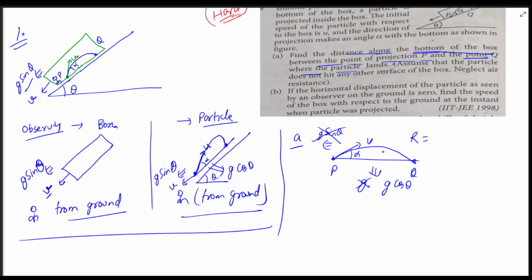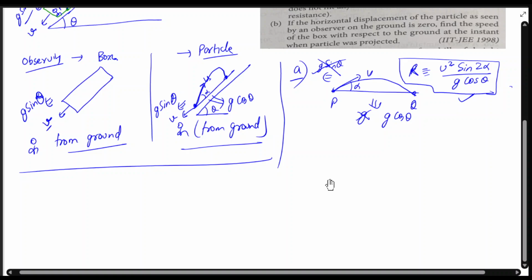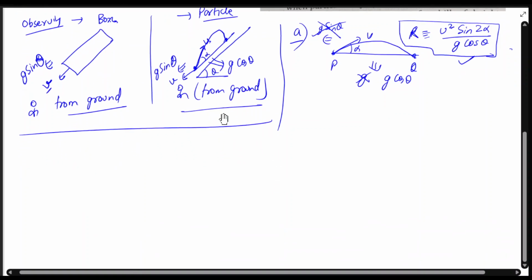So what will be the range here? It will be u square sine 2 alpha divided by g cos theta, right? So this will be our answer. Okay, so the first part was very easy. There is nothing you have to do in this, but the B part is actually interesting.